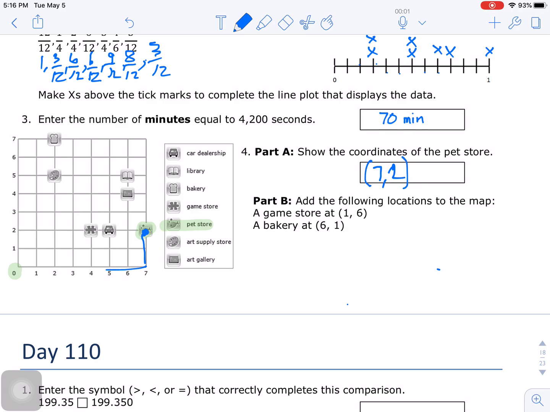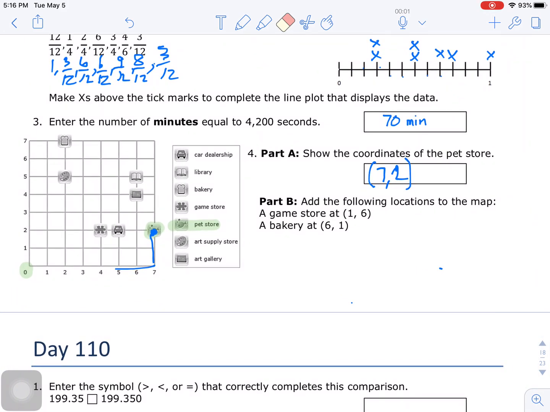The next part says add the following locations to the map. We have a game store at 1, 6, and a bakery at 6, 1. So again, we'll start at the origin, we will go over, and then we will go up. So we'll start at 0, we go over 1, and up 6. And that is our game store. Our game store looks like a little puzzle piece.